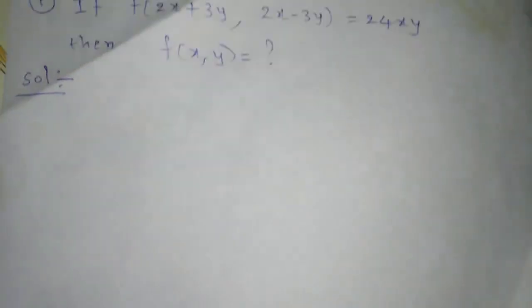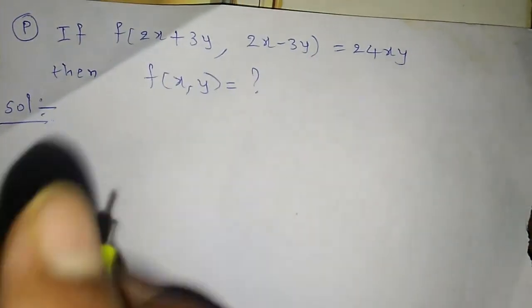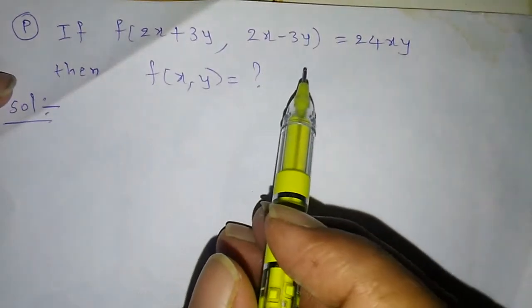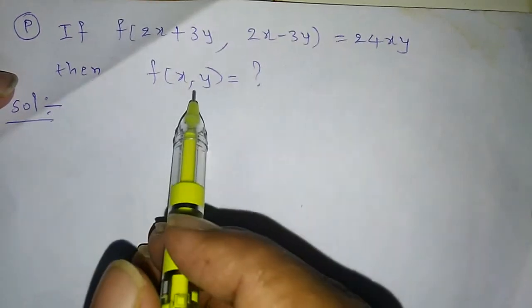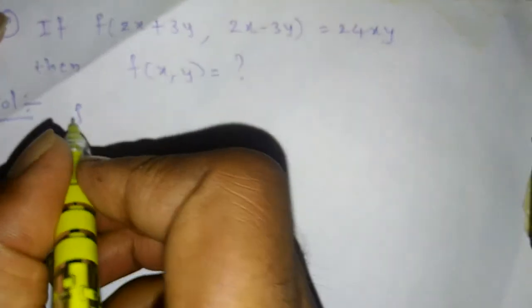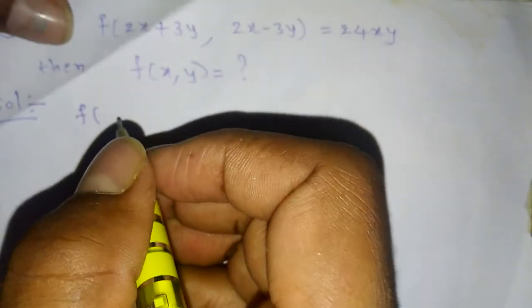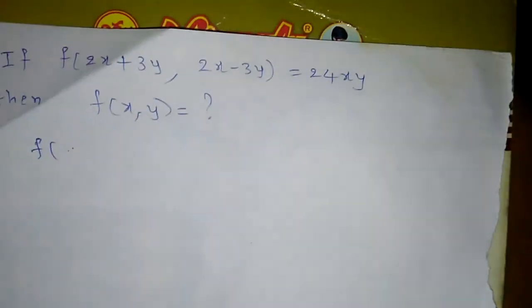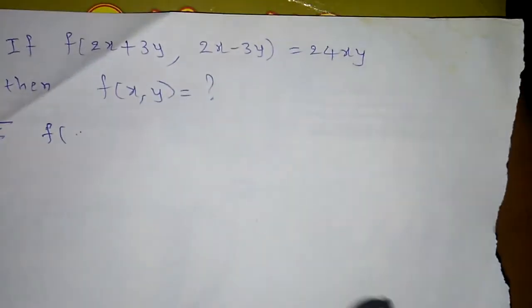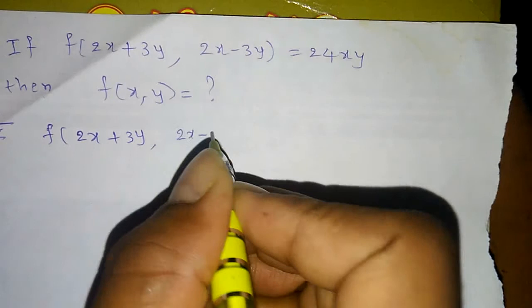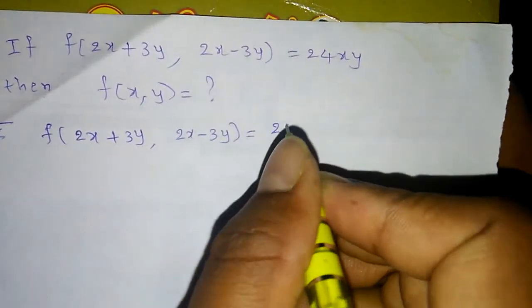So our next problem is, f of (2x plus 3y, 2x minus 3y) is equal to 24xy, then find f of (x, y). So here given f of (2x plus 3y, 2x minus 3y) is equal to 24xy.